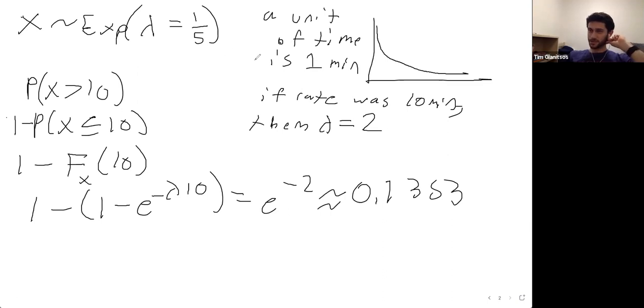The reason is that the problem says we expect one event every 5 minutes, and so we would expect 2 events every 10 minutes. That's why lambda would be 2. Does that make sense? So we have lambda equals 2, and we could frame the problem that way. But if we made that our unit of time interval, then we would have to say probability of x is greater than 1, because our unit of time interval is 10 minutes.